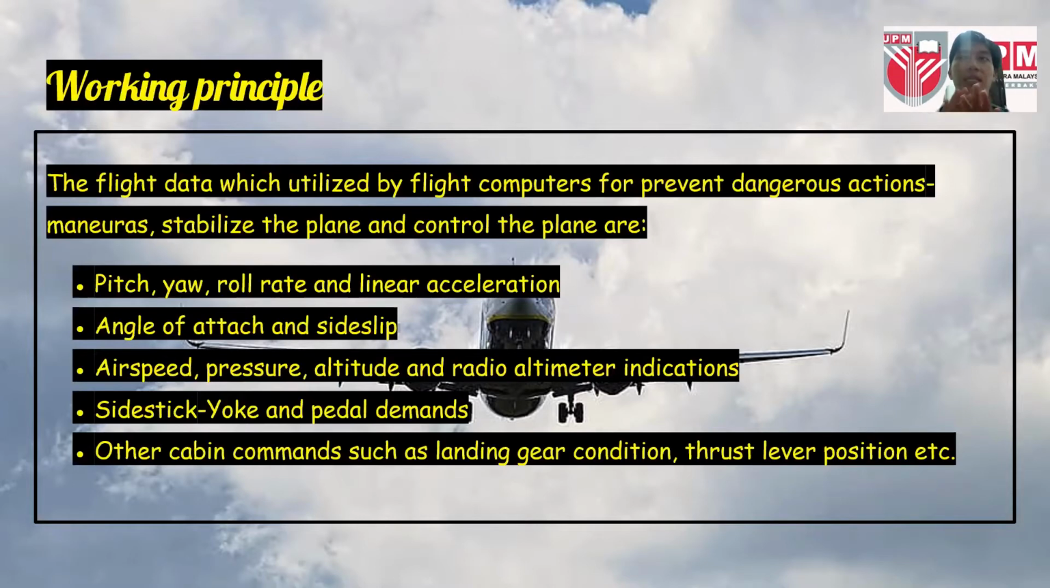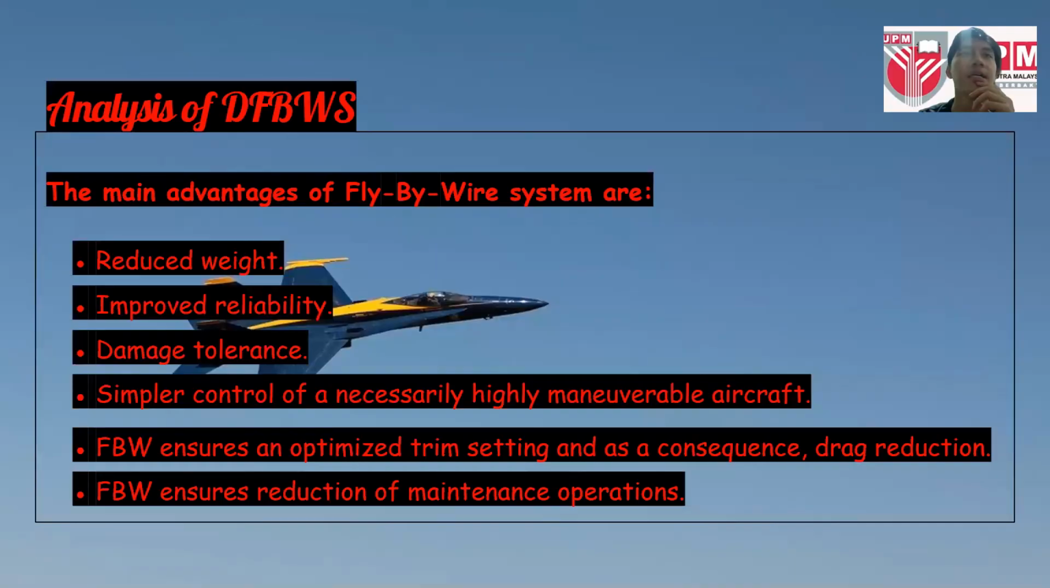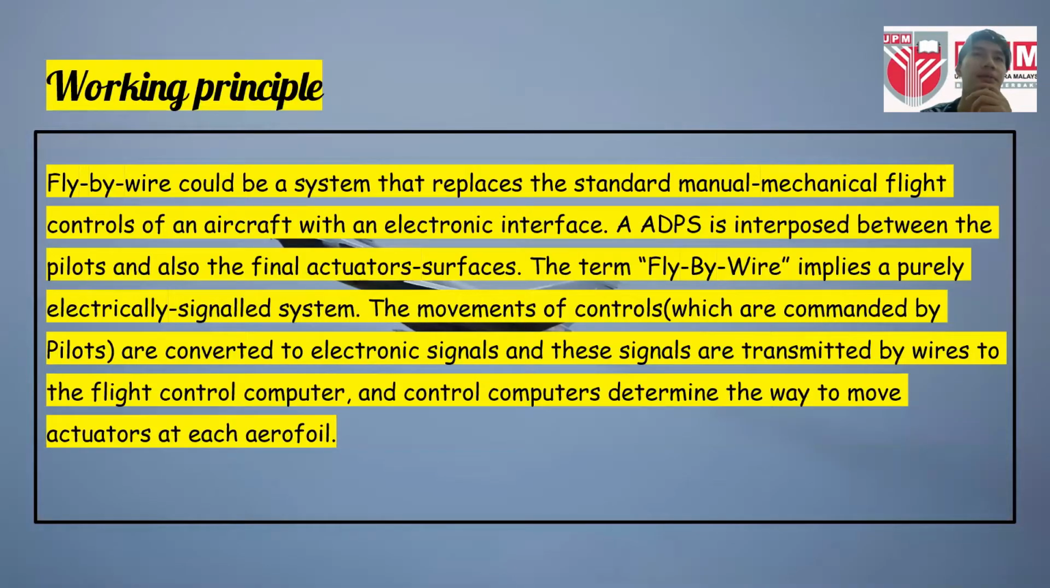Then there are other cabin commands such as landing gear condition, thrust level position, and etc. This is one of the flight data that we can take.